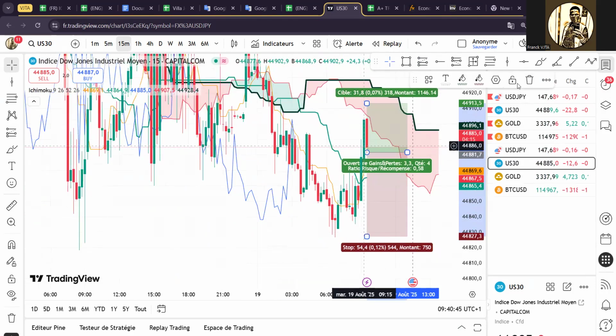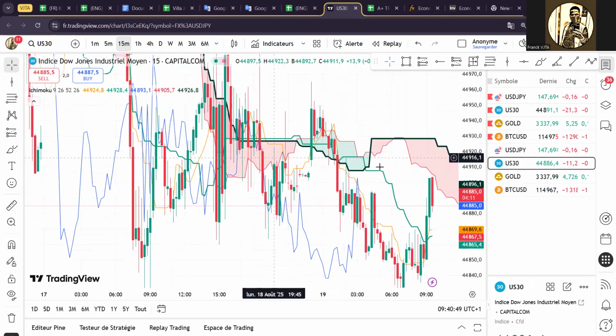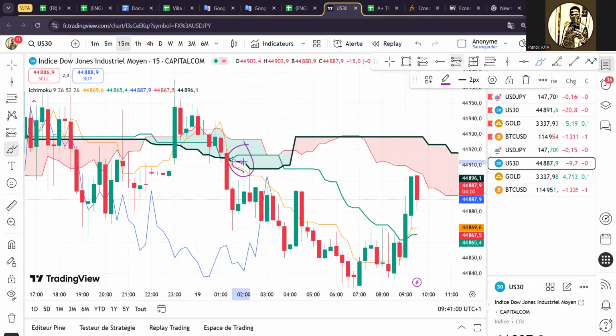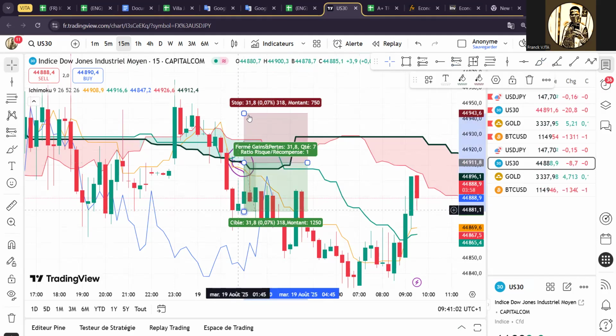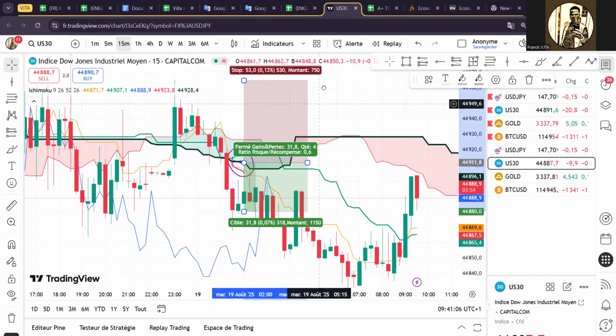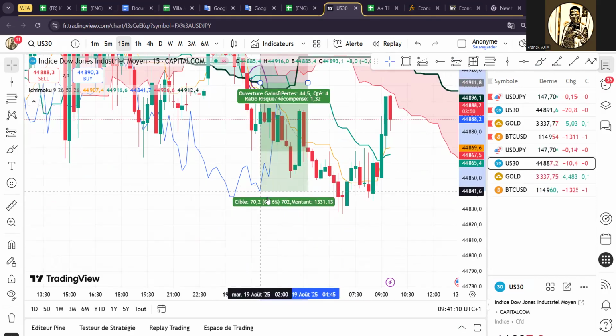Because most of the time, when price creates a fresh separation like this one, which is also a fresh separation, it gives you an entry with the wick inside Tenkan. That is the best entry of all of the entries, the fresh separation.